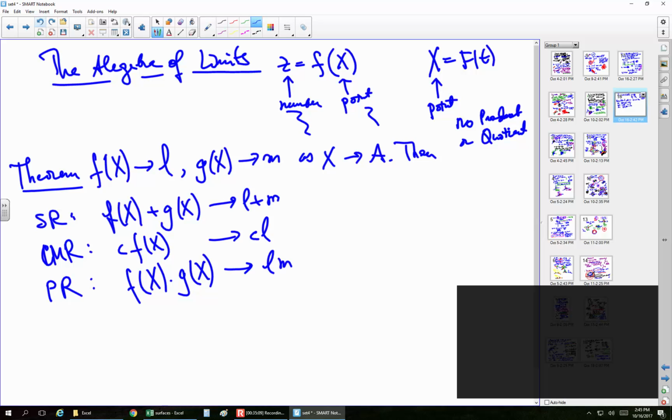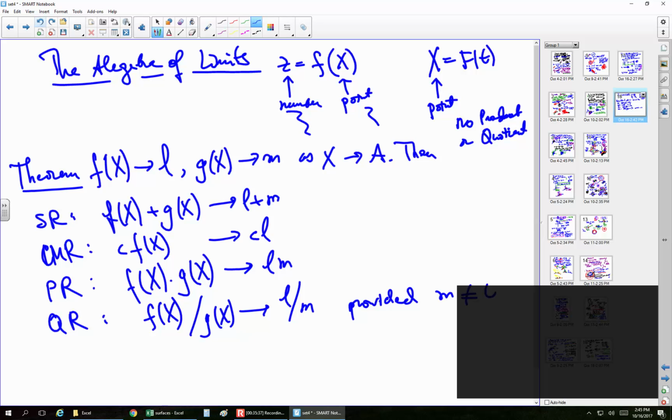Like I said, x's are multidimensional vectors or points. It doesn't matter because the output is a number. So if I want to multiply, I multiply just like that. And the quotient rule, similarly: f of x over g of x goes to L over M, as long as always M is not equal to 0. Otherwise, that's the whole story of all the algebra of limits. Everything is exactly the same. In fact, if you think of these x's as uncapitalized, then you could have seen this in calculus.